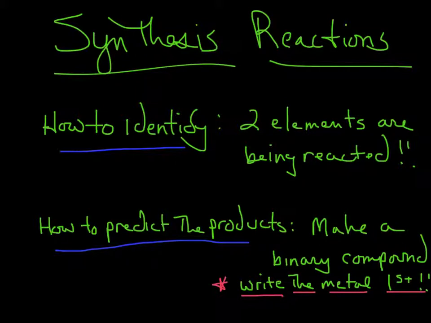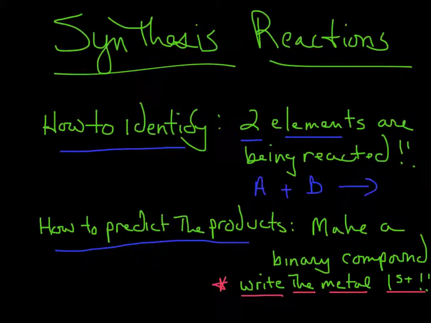Okay, so how to identify this? I'm going to be looking and I see two elements that are reacting together. So on the left hand side of the reaction arrow I see element A and element B. That's what we're key on, and when I see that I know I'm looking at a synthesis reaction.